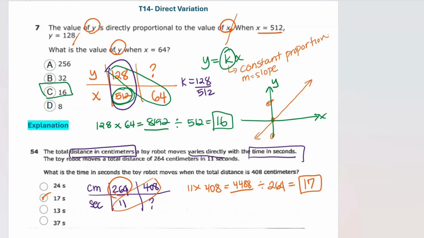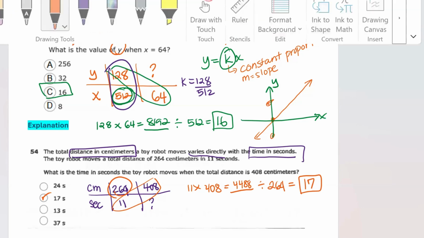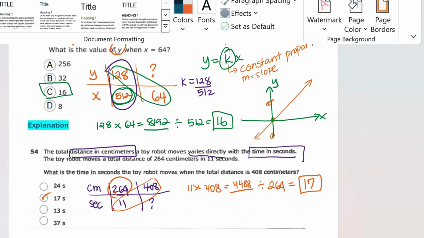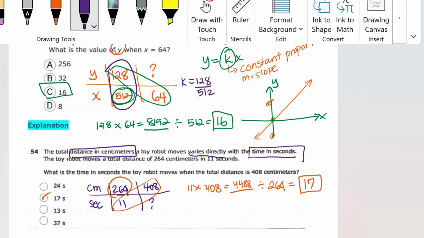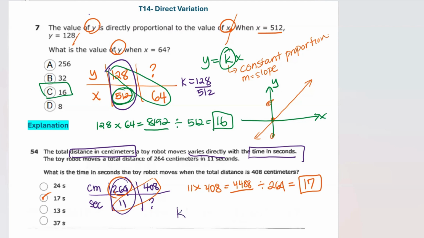Again, in this problem, they did not ask for the constant of proportionality or the K. But be ready, in future they might ask that. So even though they didn't ask it, we'll find the K. Your K is 264 divided by 11. So the K is 264 over 11. All right.